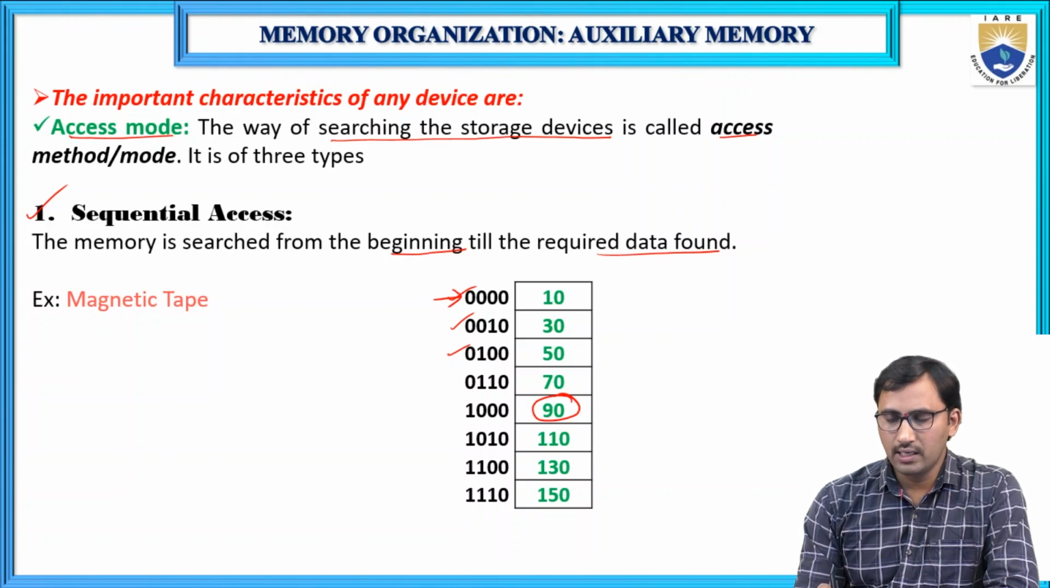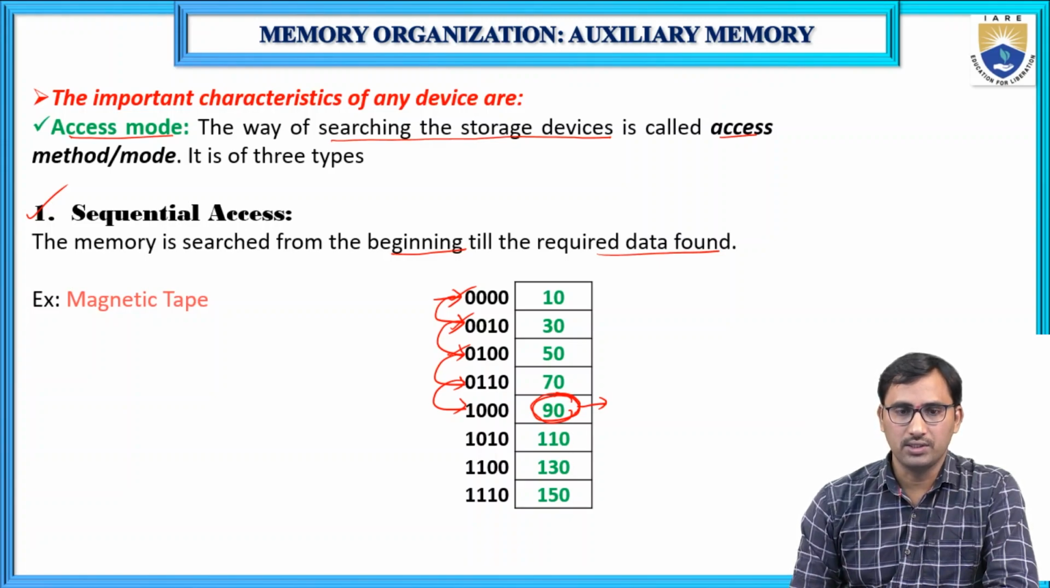After that, if the required data is not available in that particular location, it will search in the next location. If that is not available either, we search in the next consecutive memory locations until the searching item is found. So here we are searching for 90. We got 90, so our required data is there. This is called sequential access. That means to get the required memory location, we need to go through all the sequential memory locations. An example is the magnetic tape.